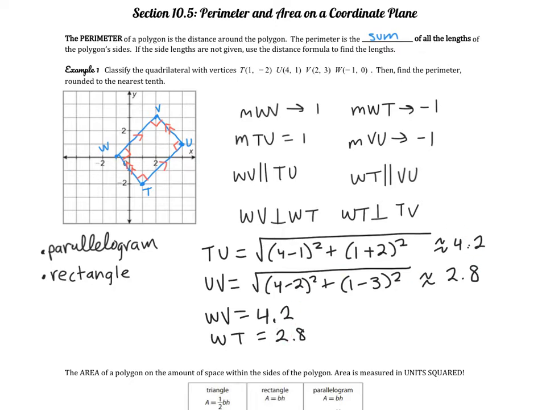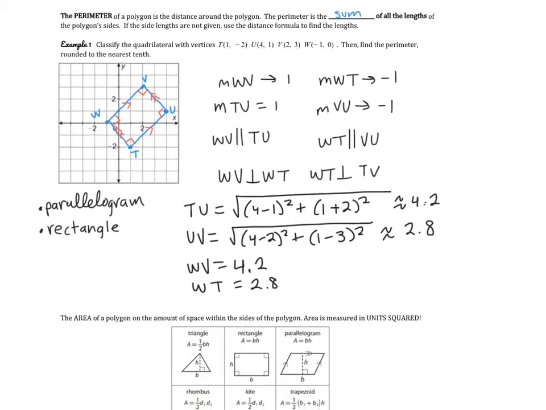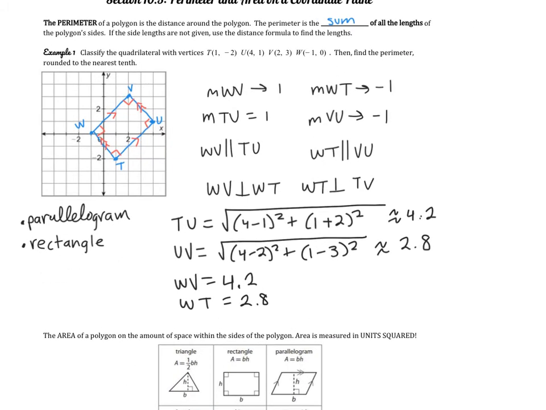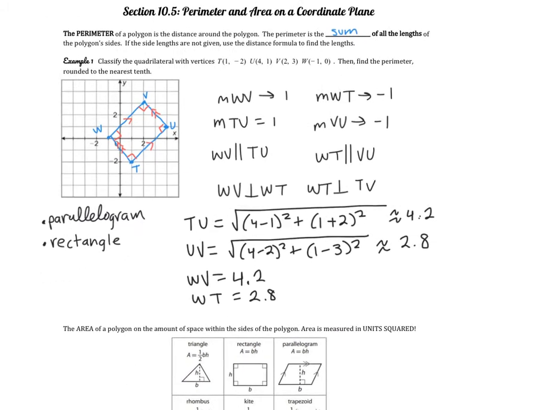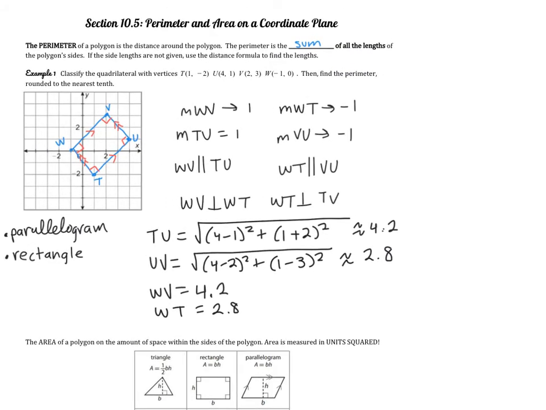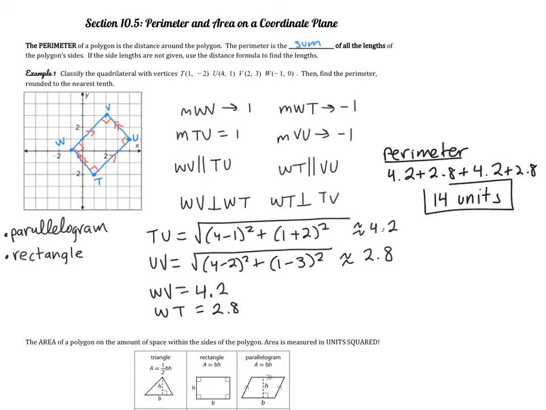Since all 4 sides are not congruent, we know that this is not a rhombus, but we do have enough information now to find the perimeter of this quadrilateral. So again, to find the perimeter, we simply add up the 4 side lengths. So 4.2 plus 2.8 plus 4.2 plus 2.8. So our perimeter is 14 units.